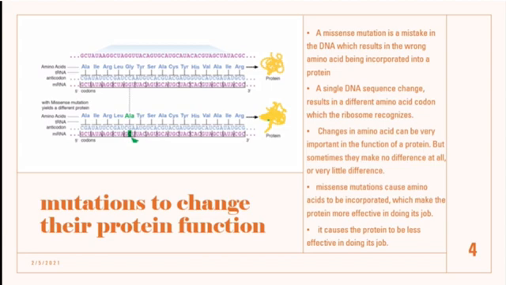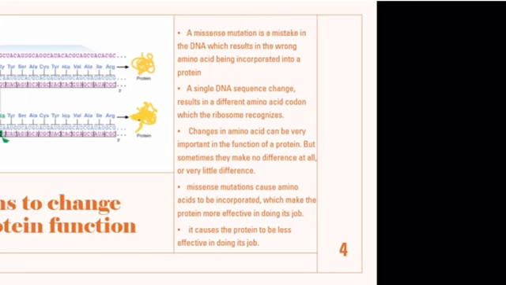acids can be very important in the function of a protein, but sometimes they make no difference at all, or very little difference. A missense mutation may cause an amino acid to be incorporated which makes the protein more effective in doing its job, or it may cause the protein to be less effective in doing its job.